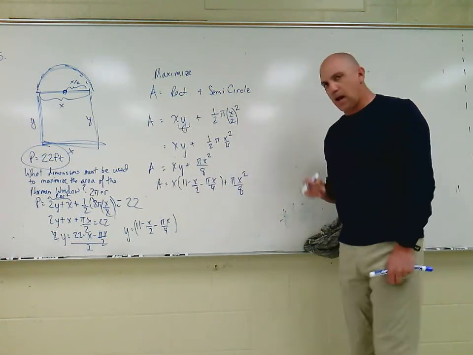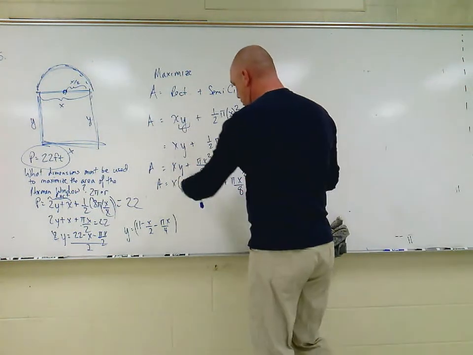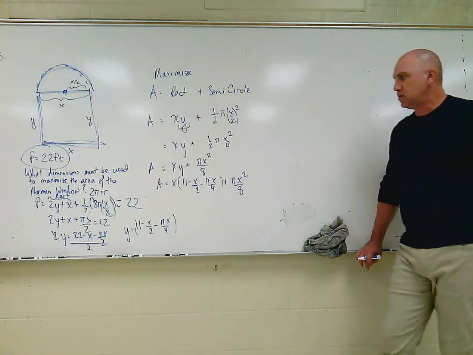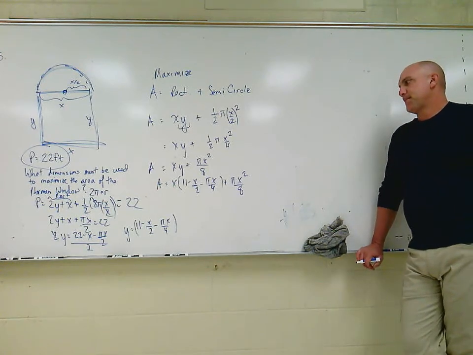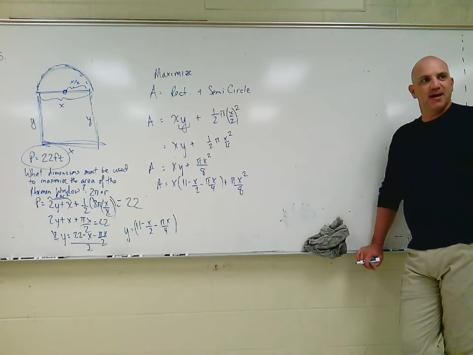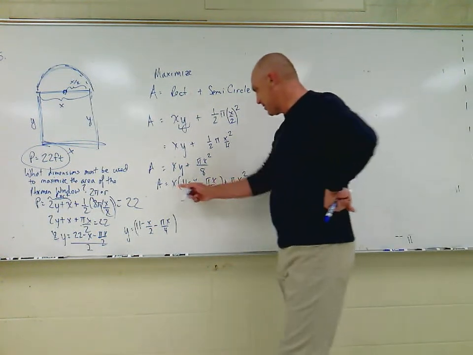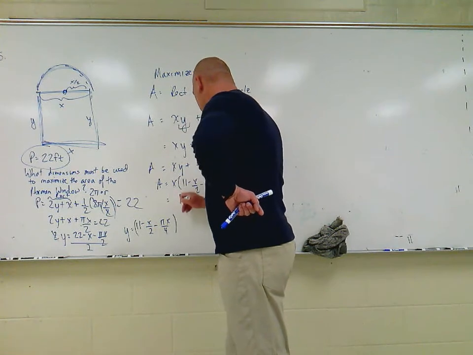Okay, I'll ask you. So now we have our area equation all in terms of one variable. What do you think would be best to do next? Okay, good suggestion. I would distribute the x, and then I would combine like terms, right? It's got an x times. So I'll distribute the x.